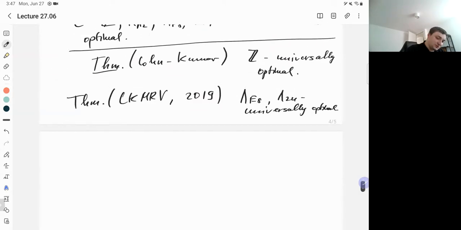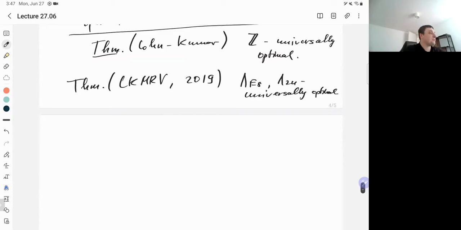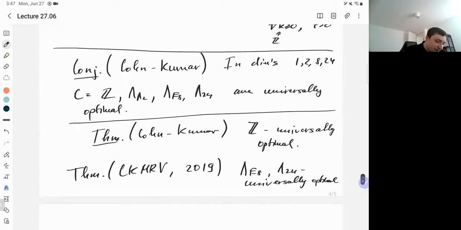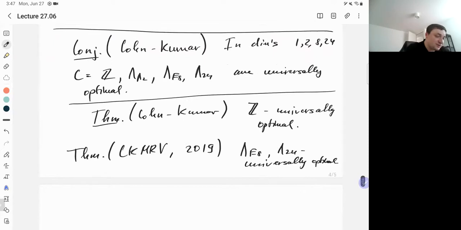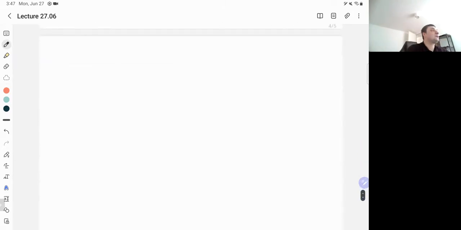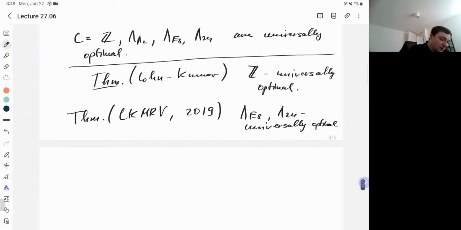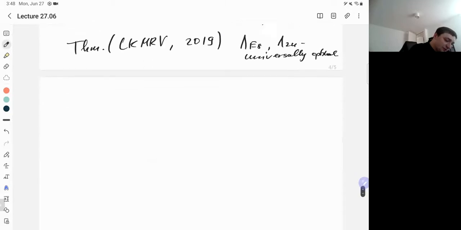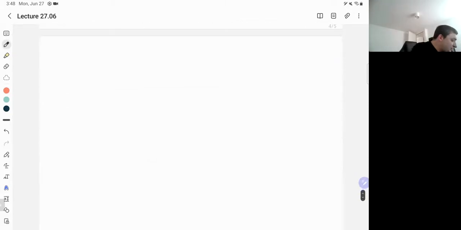Okay, and so now what I want to do is explain more about what the actual conjecture of Cohn-Kumar was. They didn't just say, here's a list of four dimensions, and in these dimensions, for some reason, these configurations should be universally optimal. They actually gave a good reason for why this should be the case. So yes, let me first spend five minutes actually defining these two lattices.